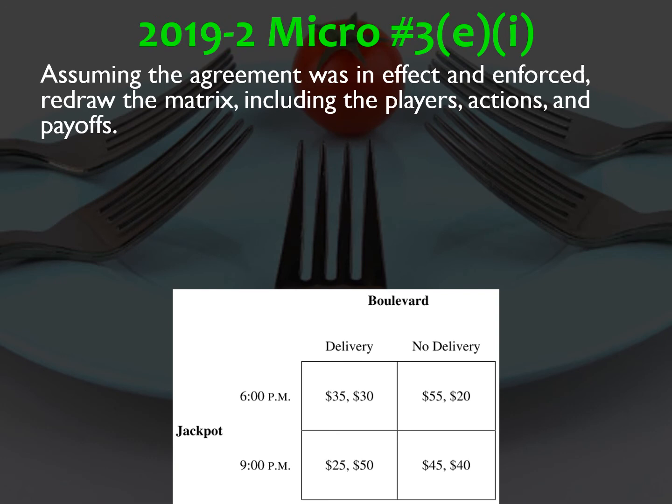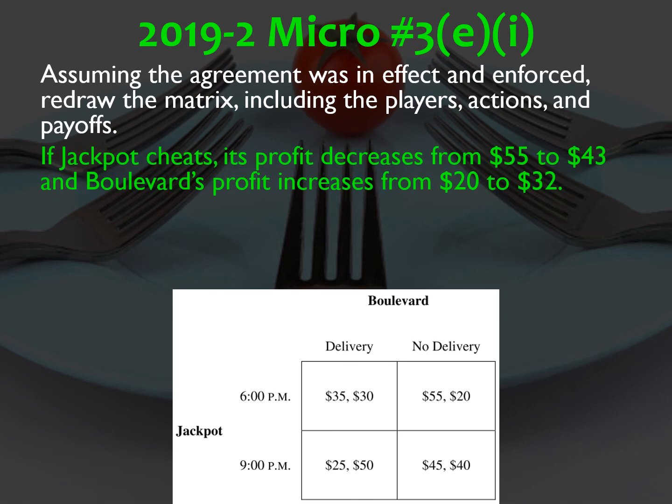E1, assuming the agreement was in effect and enforced, redraw the matrix including the players' actions and payoffs. So we're starting at the bottom box of 45 and 40 bucks. If either side cheats, 12 bucks goes to the other company. So if Jackpot cheats, in other words, they decide to close at 6 o'clock, their profit would go from 55 to 43 in this box, and Boulevard's profit would go from 20 to 32.